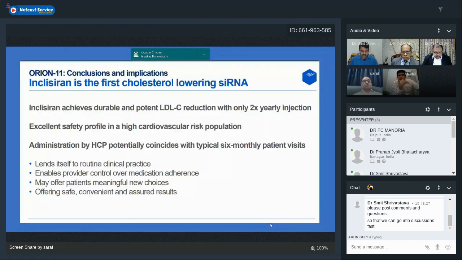And the ORION-11 conclusion is that it achieves durable and potent LDL-C reduction with only twice-yearly injection.